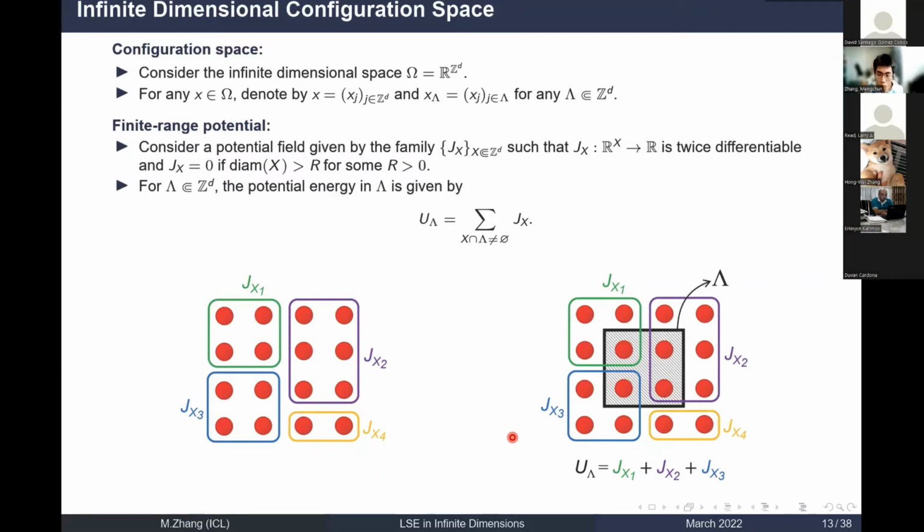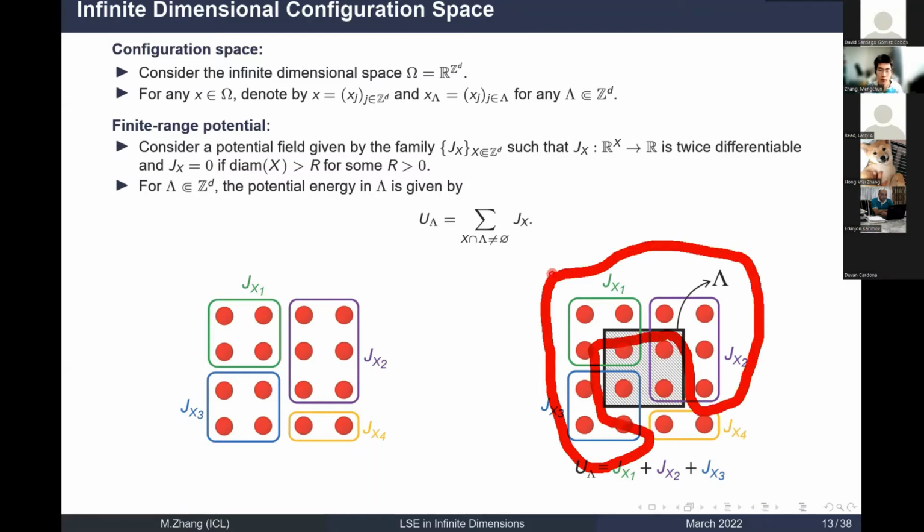One thing to notice here is that although U_lambda is supposed to be the potential energy inside lambda, it can still have dependence outside lambda, for example this point, due to the finite range. This means that you would have some sort of boundary conditions outside lambda, which can still make things different for this potential energy inside lambda. So that's the setup.